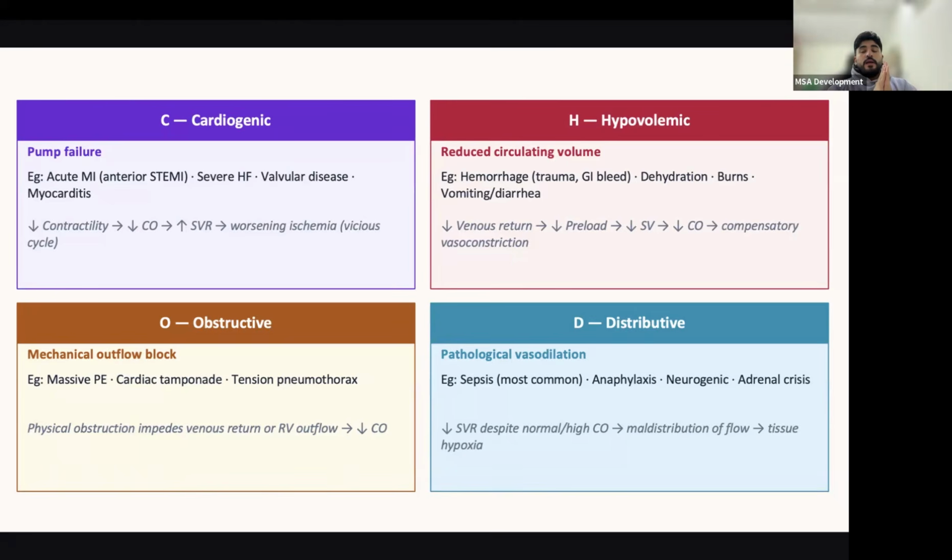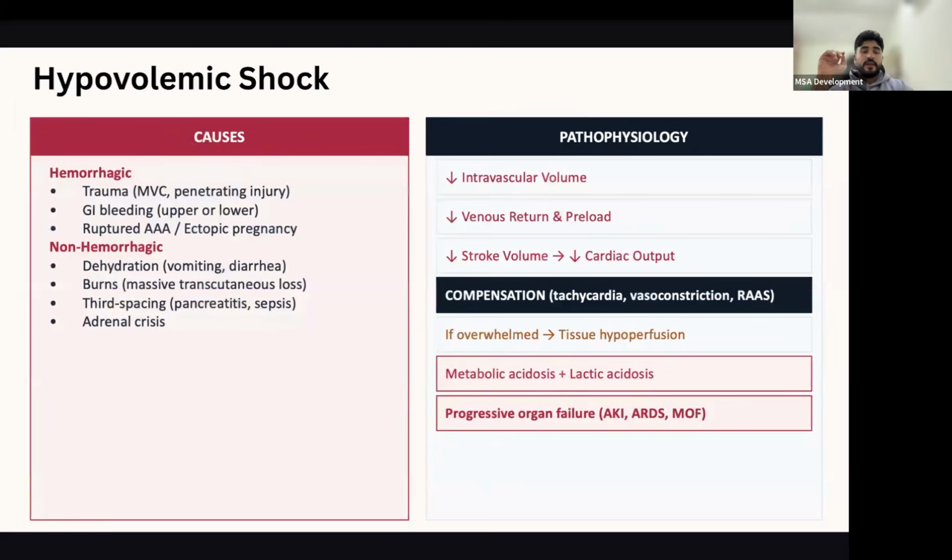Now, a very, very common phrase that usually comes in scenarios is cold, clammy skin. Cold, clammy skin will be seen in cardiogenic, hypovolemic, and obstructive shock. Why? Because there's vasoconstriction. A warm skin is going to indicate that the patient is having a distributive shock. Okay, it's very important. Like, let's talk about hypovolemic shock.